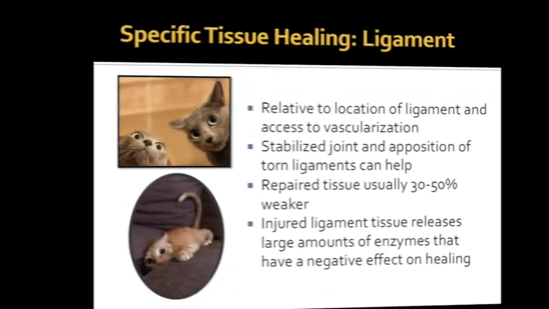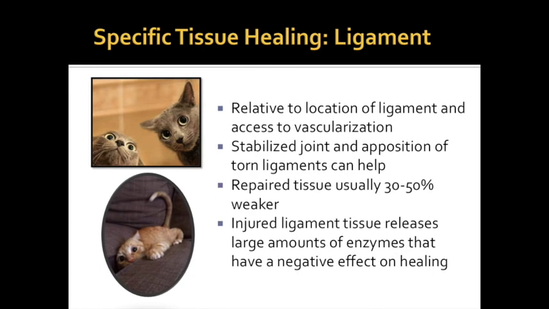Later on, I will go into the details on how there are surgical repairs for ligaments and tendons. For right now, we'll just stick with the basics, and we'll say that with some ligaments, they're just going to work with stabilizing the joint, especially if the tear is incomplete, and then they're going to work with apposition of the torn ligaments. Apposition is just a fancy way of saying putting side by side, because the ligament ends won't find each other. We have to help it. Ligaments heal very poorly, and they will usually be 30 to 50% weaker after recovery.